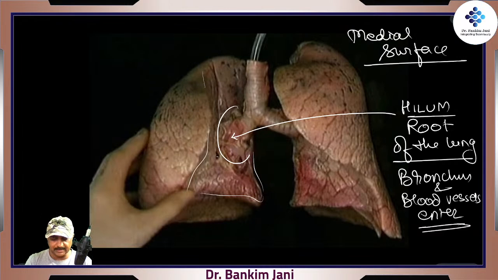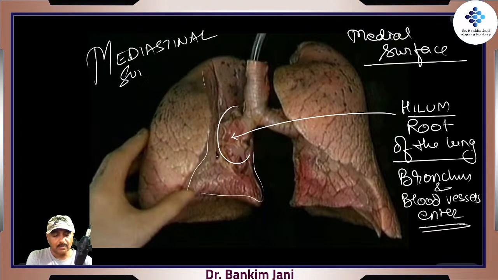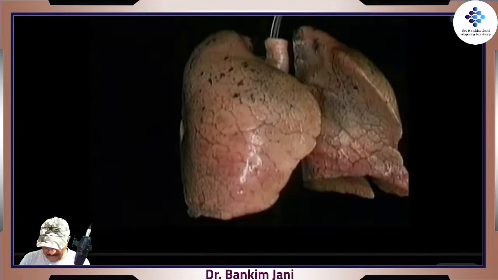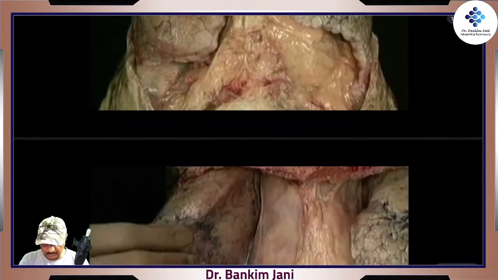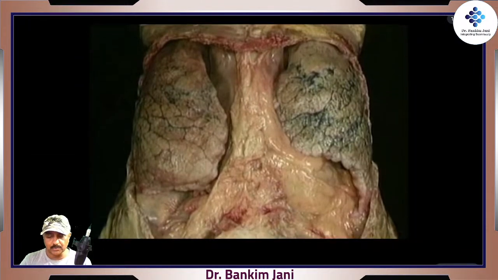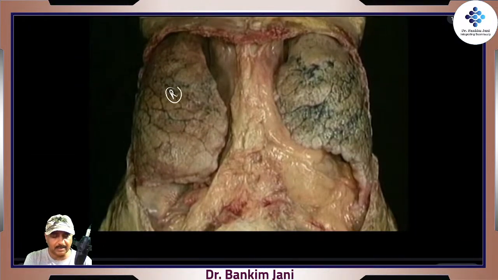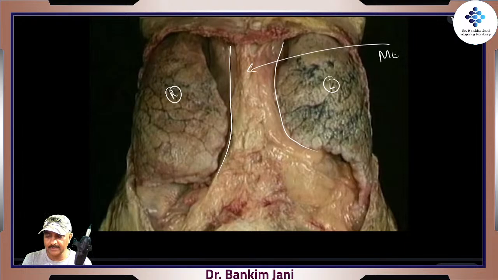This entire surface is also called the mediastinal surface. Why mediastinal surface? Because the mediastinum is the space between the two lungs. If I just fast forward, we'll come back to these images here. This is one of the images. That's the right lung, that's the left lung, and the space between the two lungs, this is what is called the mediastinum.